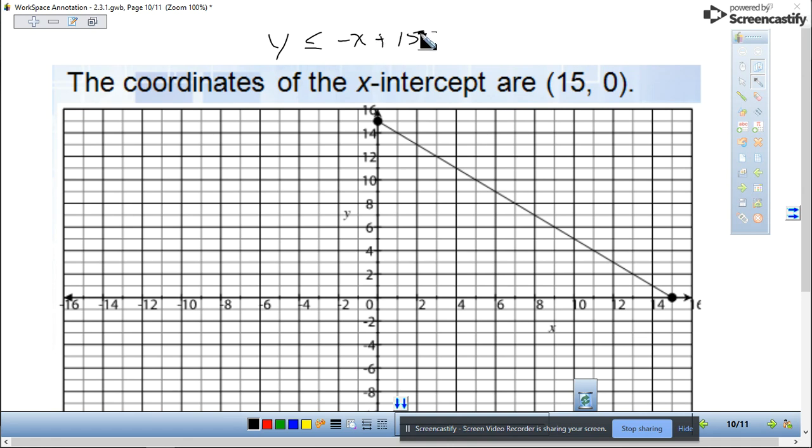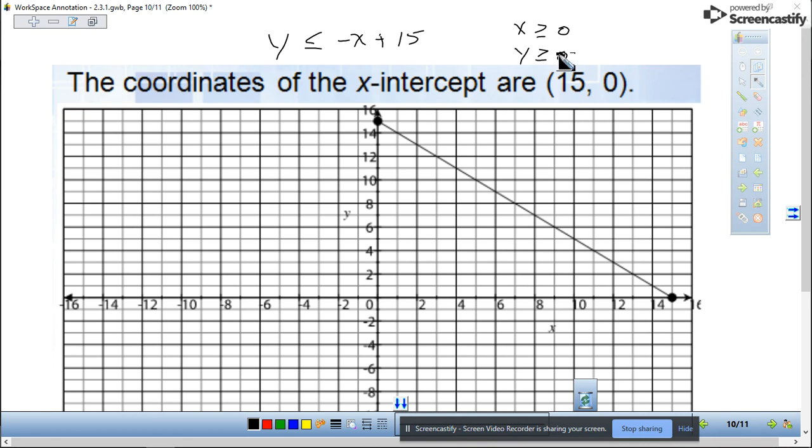Okay, so I started up here at 15. I use my slope: down one, right one, down one, right one, down one, right one. So we get our X-intercept here. Now, the other thing I'm going to point out is this. If we're hiring people, X must be greater than or equal to 0. Y must also be greater than or equal to 0. So we have what you would call a restricted domain because of the situation that we are graphing.